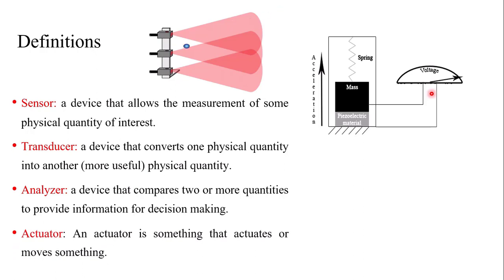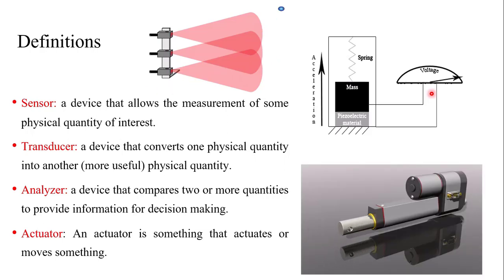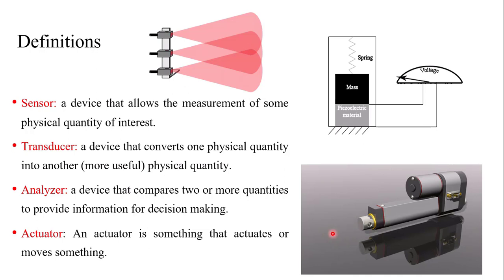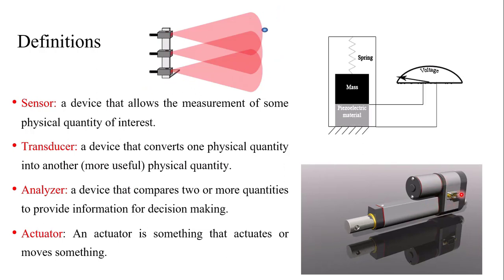Then we have the actuator. An actuator is something that actuates, or moves, or starts, or initiates a thing. Like for example in this one, this is a pneumatic rod, you can also say a pneumatic ram, that can move in and out. It depends upon the pressure of the air inside it. So this is the actuator which actuates it.